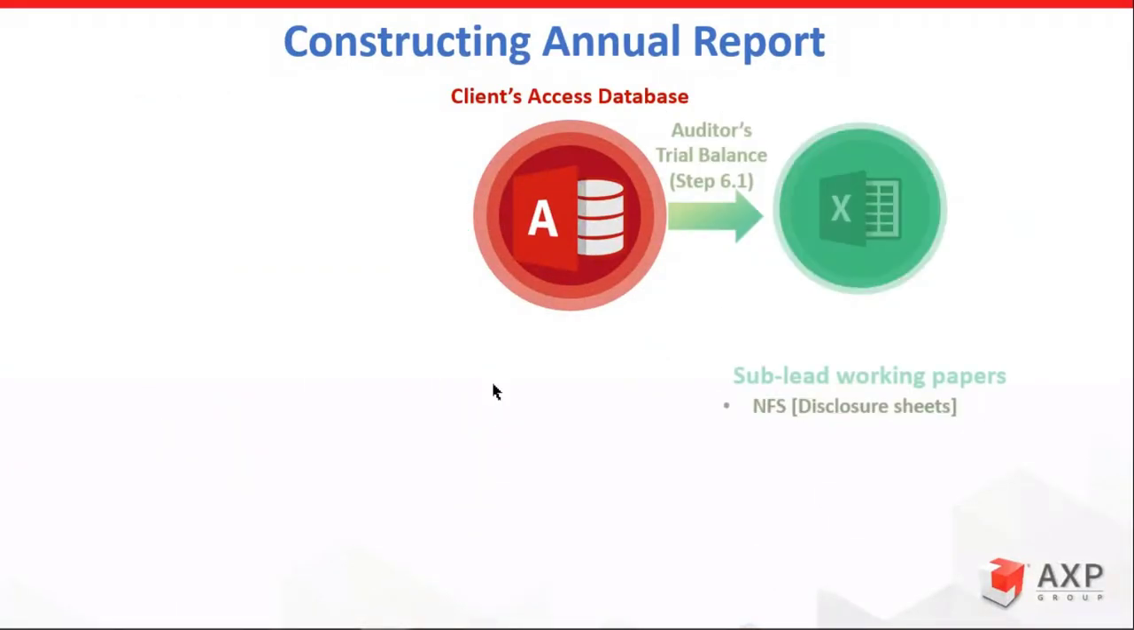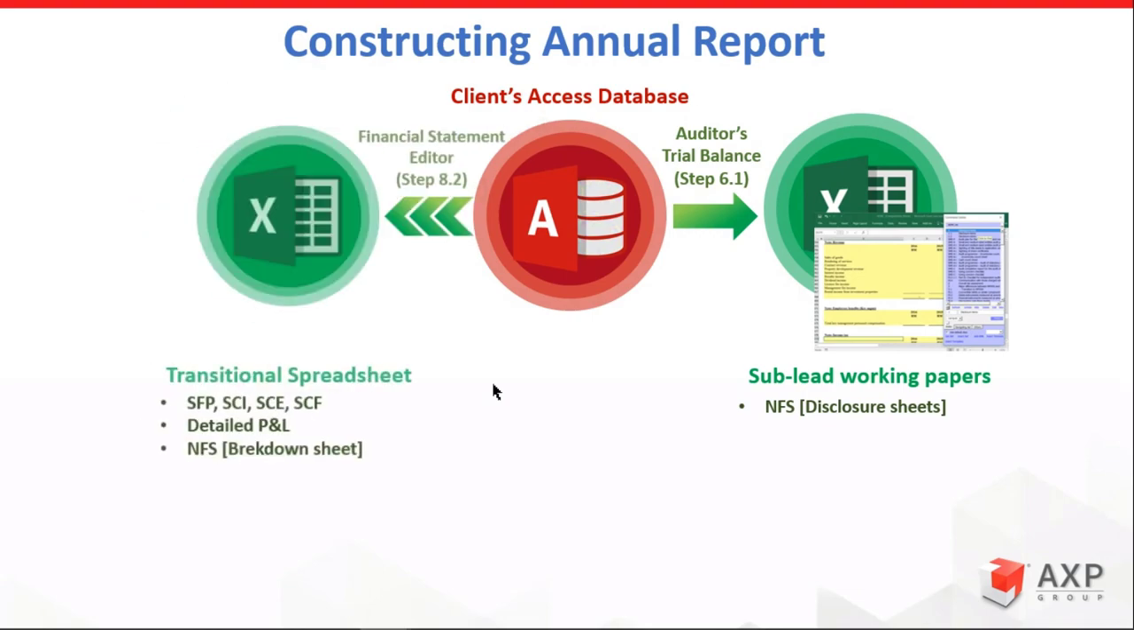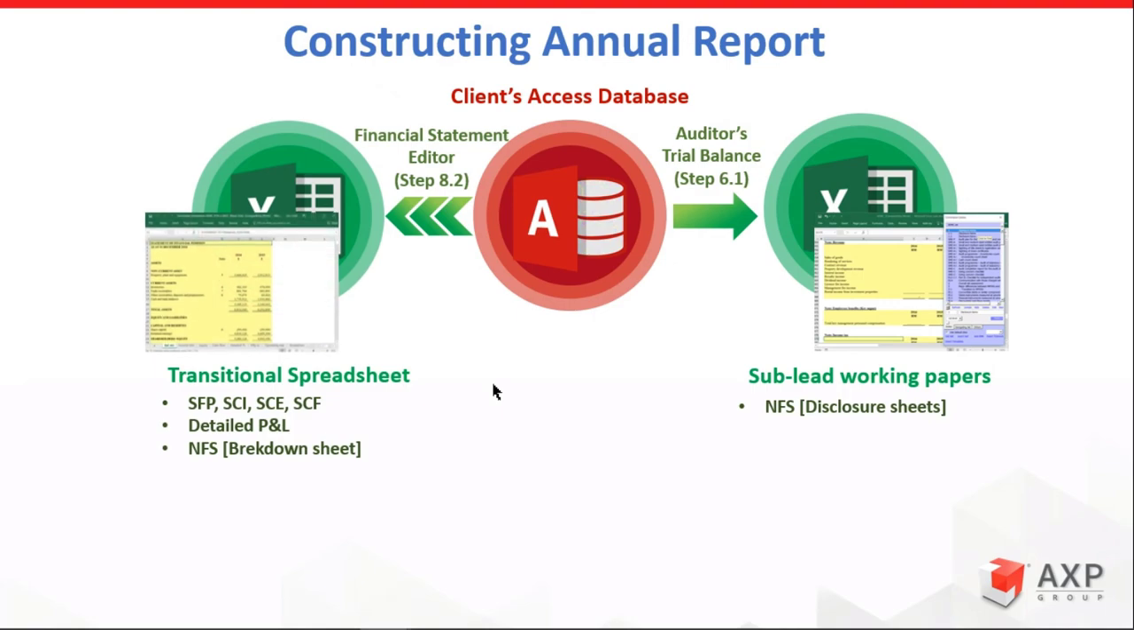So we have fine-tuned and prepared the notes to the financial statement in the subschedule. Now we are going to move on to this one. How are we going to fine-tune the transitional spreadsheet? So far, are you okay? Up to here, the subschedule for notes to account. If you have no questions, give me a high five.